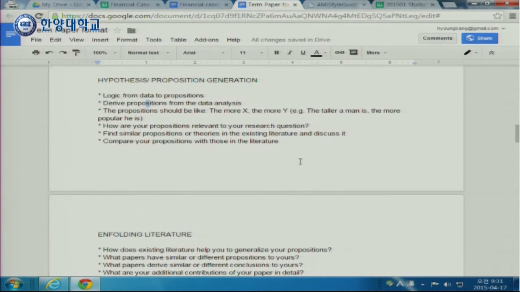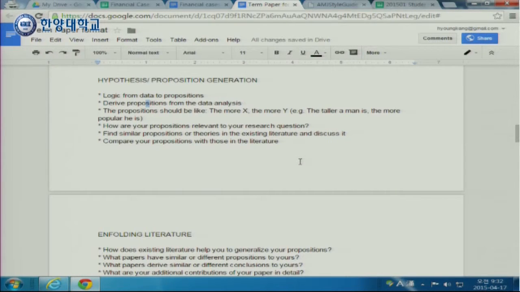And then you have to explain how your propositions are relevant to your research question. Obviously, the whole point of writing this research paper is to answer your research question. Therefore, this proposition should be an answer to your research question.